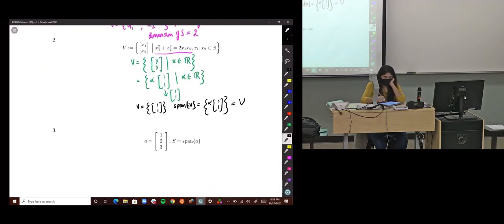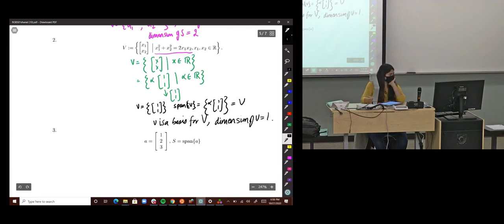So we say that this small v is a basis for the capital V, the set V. And the dimension of V is 1. If that's clear, we'll do one more example, because I feel like basis is a little bit of a harder concept to grasp, but it's also important.